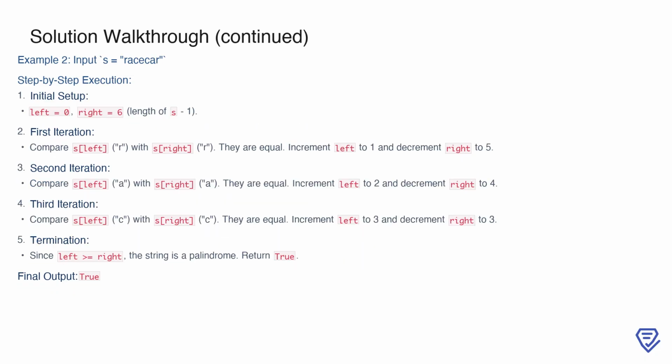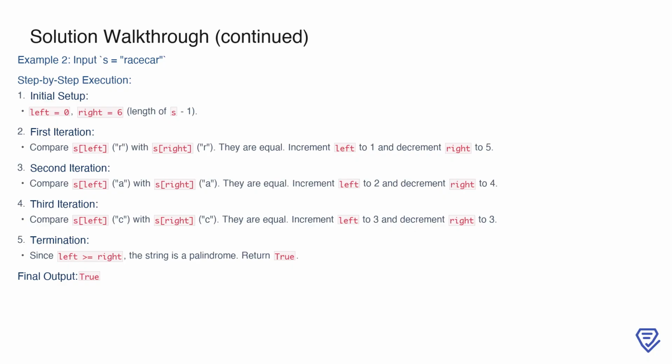Now, let's analyze the input string racecar. As before, we initialize two pointers, left at index 0 and right at index 6. On the first iteration, the characters at these indices are both R. Since they match, we move the left pointer to index 1 and the right pointer to index 5. In the second iteration, we compare the characters at index 1 and index 5, and again, they match.